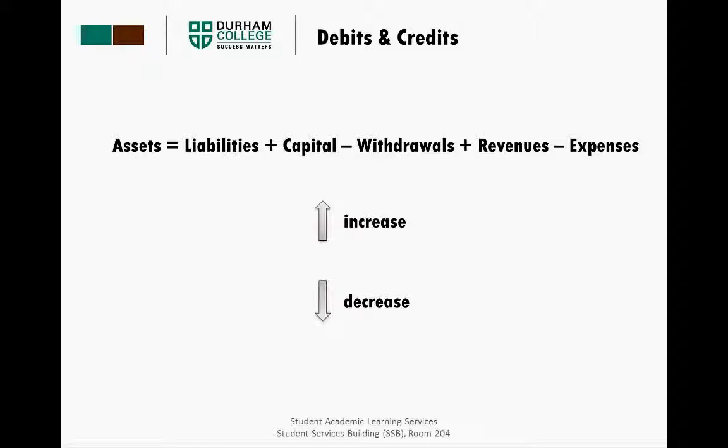Arrows will be used to show the effect of debits and credits on the different types of accounts. Up arrows for increase and down arrows for decrease. Remember that debits are on the left side of T-charts and credits on the right.